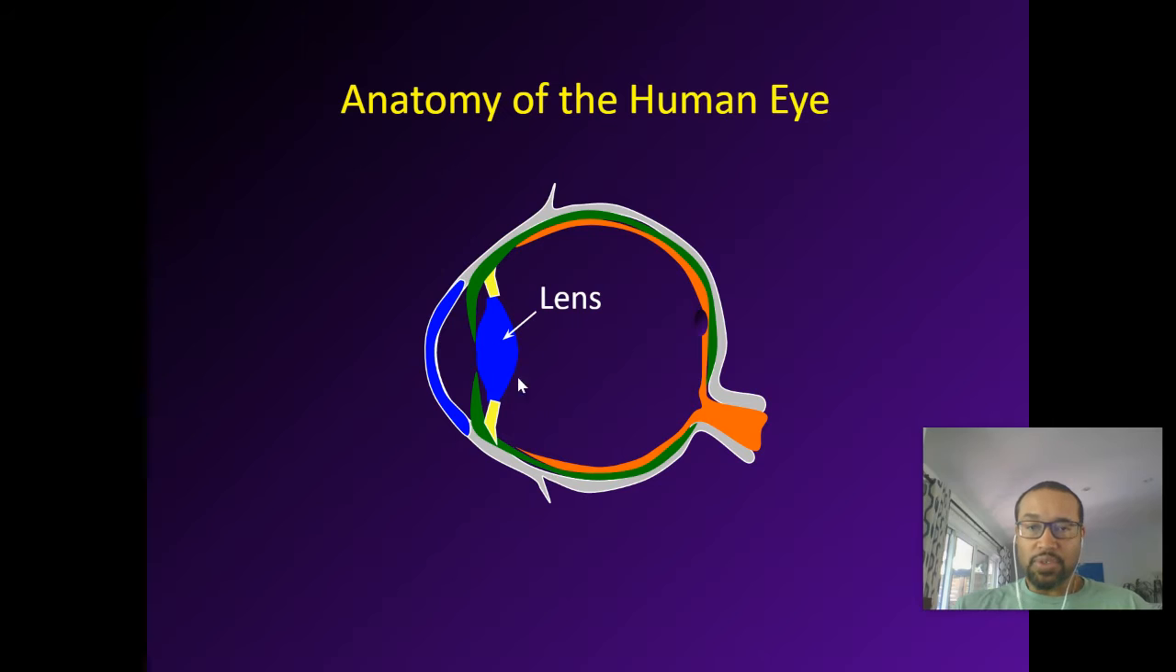So that blue structure there you see is the lens. The lens is one of the structures that is used for bending the light, refracting the light. The retina, that's the spot where the image is actually formed. So the light rays that are reflected off an object will come through and eventually focus on the retina, and you'll see an image.